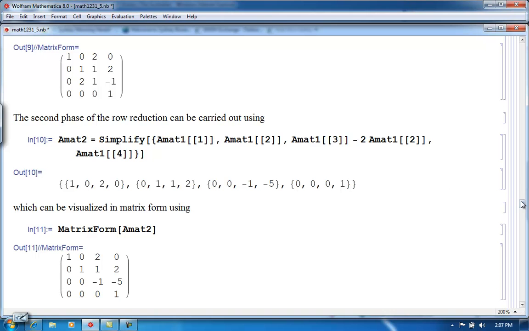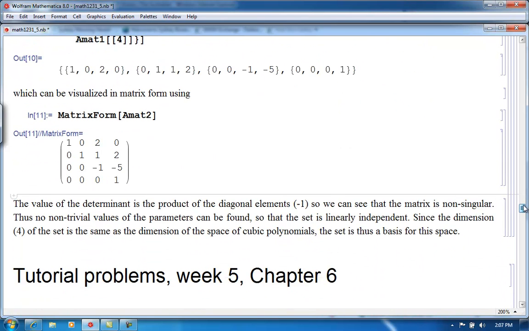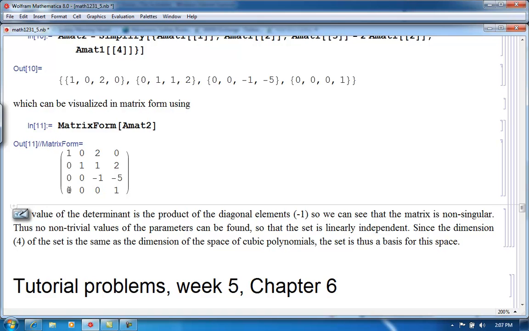Well, now we're finished, because this is now in row echelon form, and we can work out its determinant by multiplying the diagonal elements. So that's 1 times 1 times -1 times 1, which is -1, which is not 0, and therefore the matrix is non-singular, and therefore the four polynomials form a basis for the space of cubic polynomials.